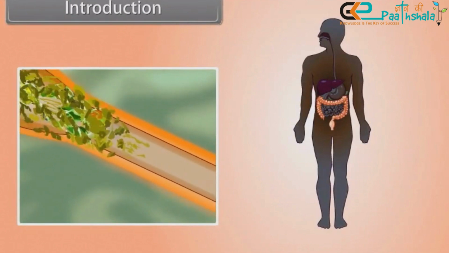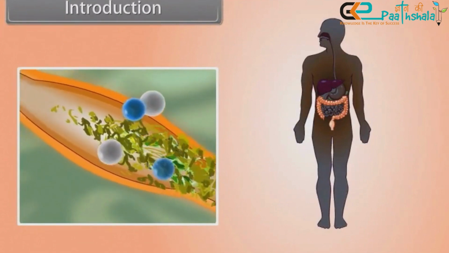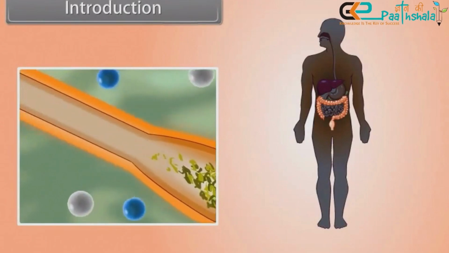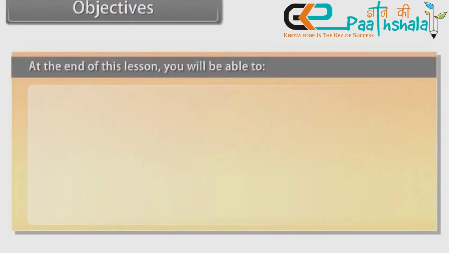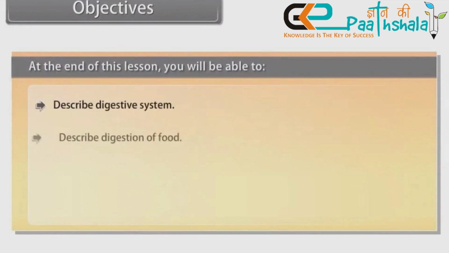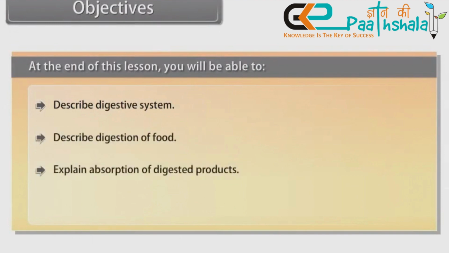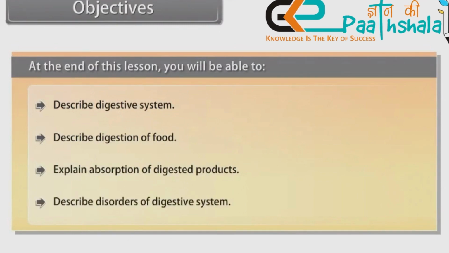So, throughout this module, we will learn digestion and absorption. Objectives. At the end of this lesson, you will be able to describe the digestive system, describe digestion of food, explain absorption of digested products, and describe disorders of the digestive system.